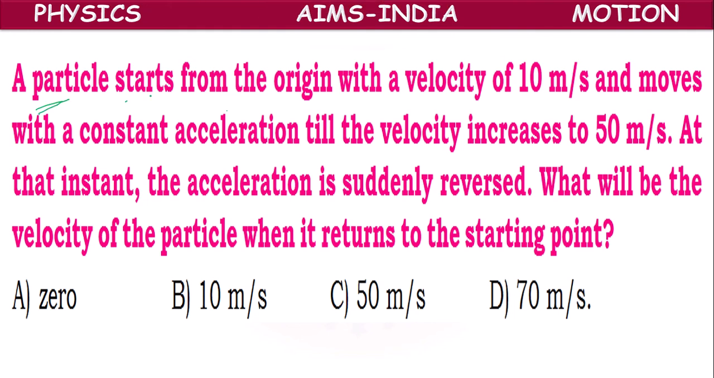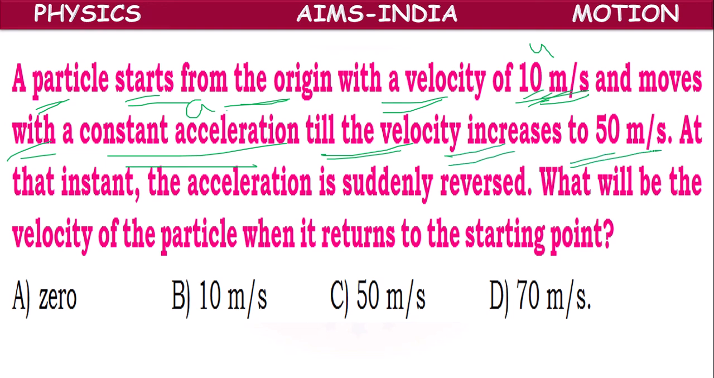A particle starts from the origin with a velocity of 10 meter per second, meaning starting velocity u is 10 meter per second, and moves with constant acceleration a till the velocity increases to 50 meter per second, v. At that instant, the acceleration is suddenly reversed after attaining this 50 meter per second velocity. Acceleration reversed means acceleration became minus a. If the beginning acceleration is a, then it will be minus a.